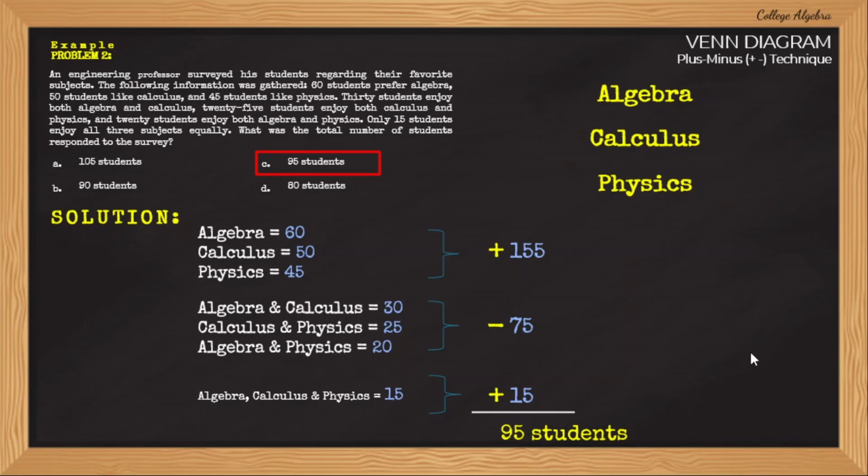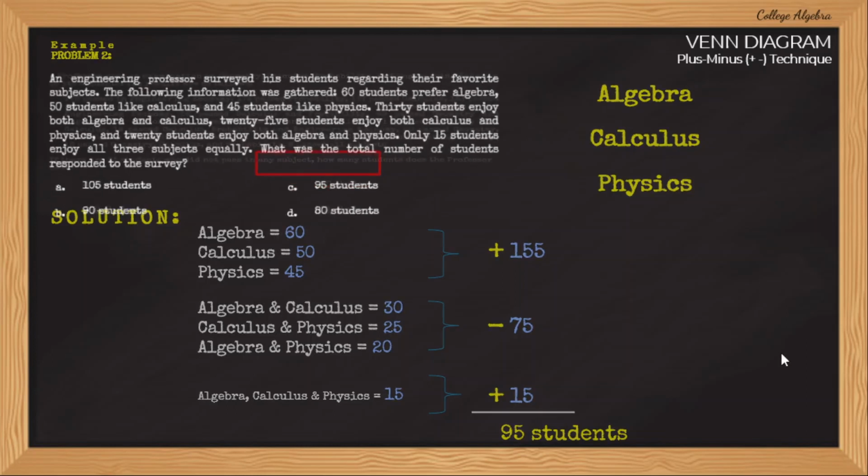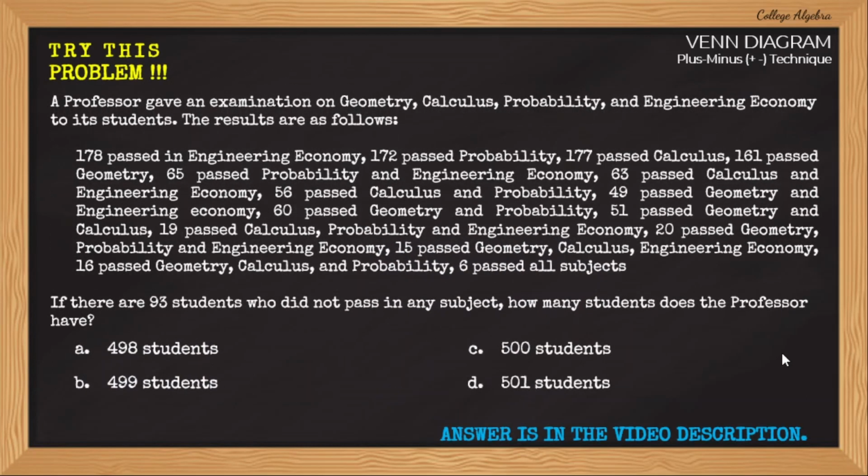This technique will be very helpful for problems with 4 or more sets, because here, take note that we do not need to draw the Venn diagram, which can become more complicated when the number of sets is 4 or more. Plus, the technique is very fast and accurate. So speaking of a problem with 4 sets, why don't you try this problem and see for yourself? The answer is in the video description below.